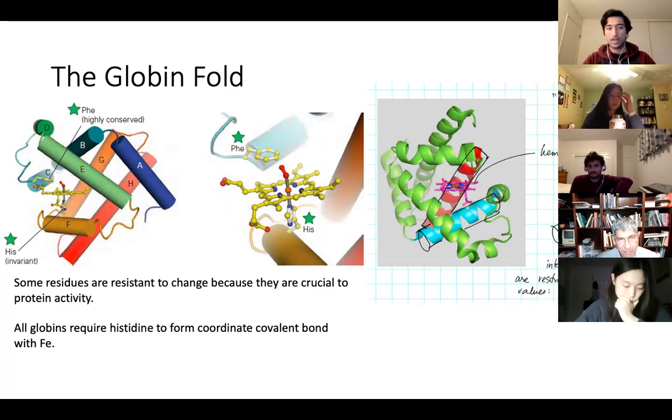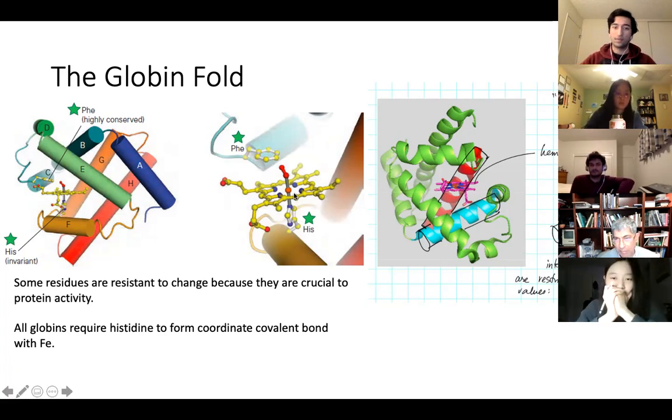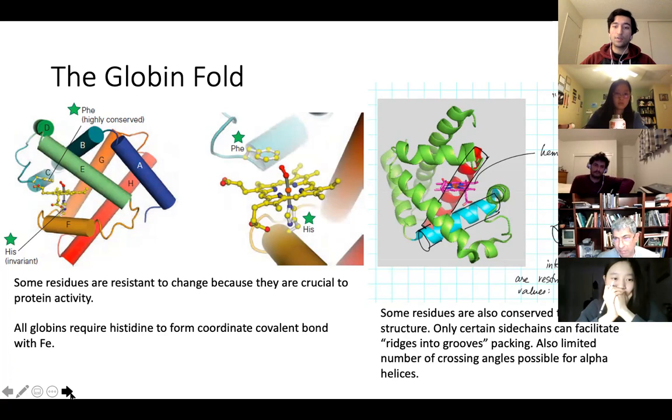And so you can imagine that if you have different side chains that maybe don't create ridges or don't create grooves, you could either change the angle at which the alpha helices come together or make it so that the helices can't come together at all. And then if you don't have the proper orientation of all the alpha helices, you might not get the active site to come together like this. And this is another example of another reason why some residues might need to be highly conserved. But that's just roughly one half of the equation.